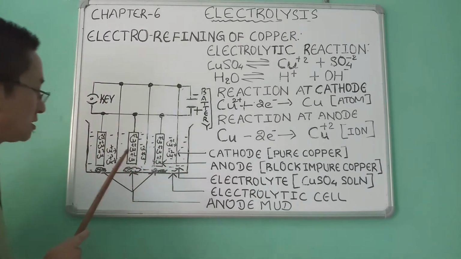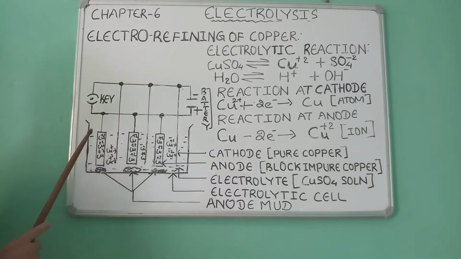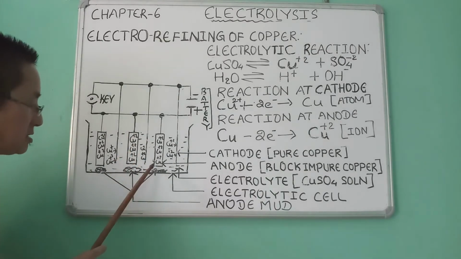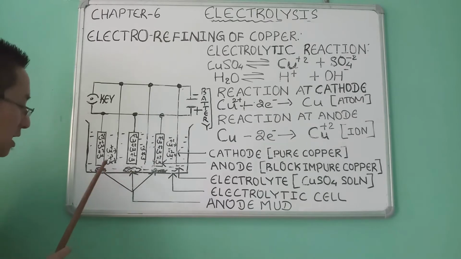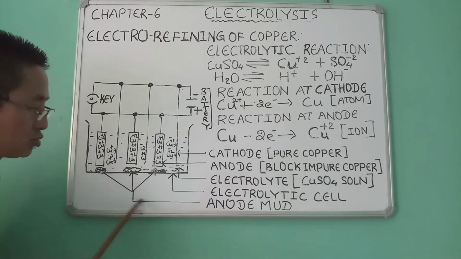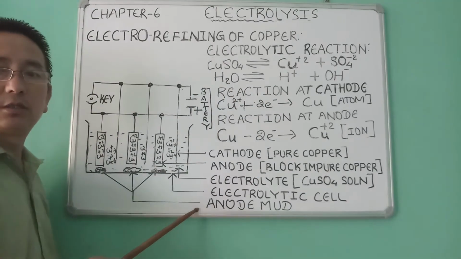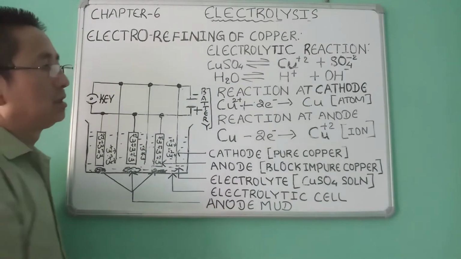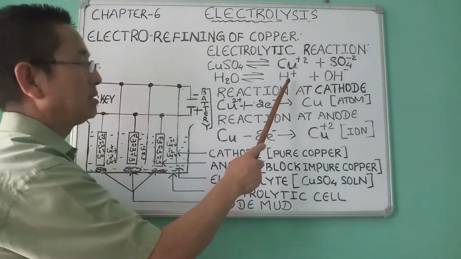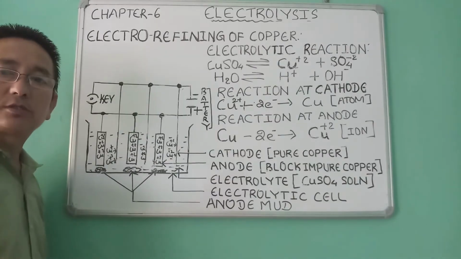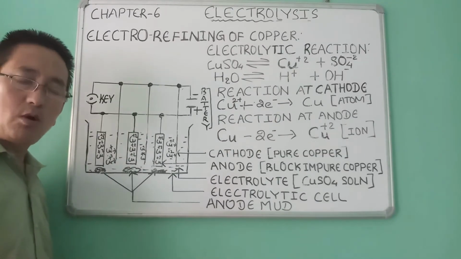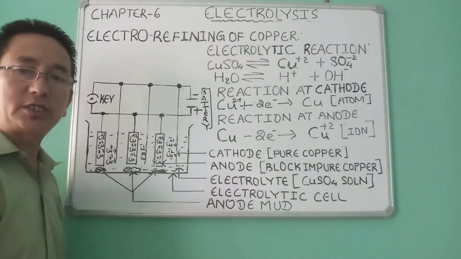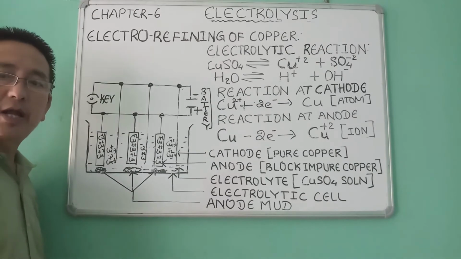Now here the anode is made of a block of impure copper. Whatever impurities are present in the anode, these impurities get deposited at the bottom of the anode, which is known as anode mud. Now here, what are the spectator ions? Sulfate ions, hydroxyl ions and hydrogen ions. These are the spectator ions. Spectator ions are those ions that do not take part in the electrolytic reaction.